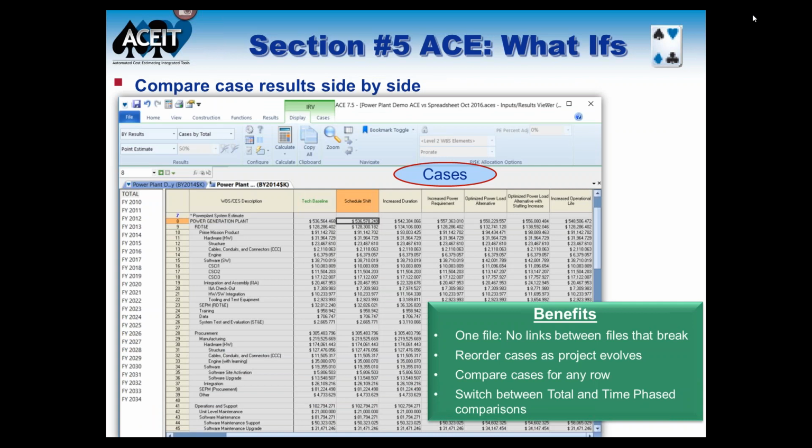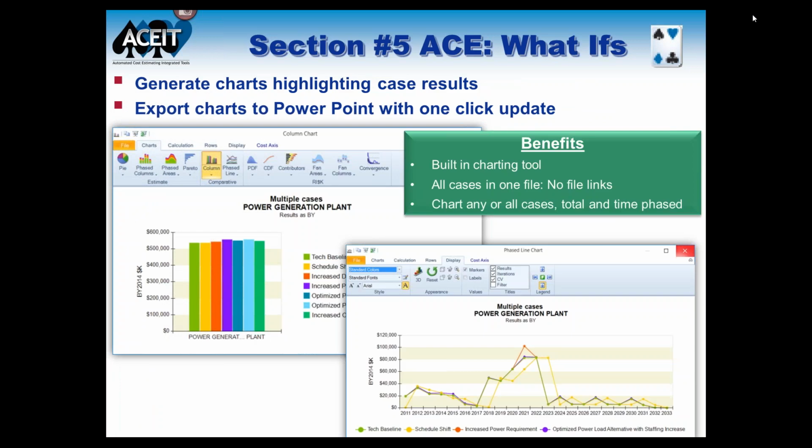And this just gives an example of what those cases look like side by side. And then you can take those tabular results and turn them into graphics, which you can put in front of your decision maker. And if something changes in the ACE model, like you add a new WBS element, you can regenerate the chart in a very short amount of time and update the charts for your PowerPoint briefing very quickly.